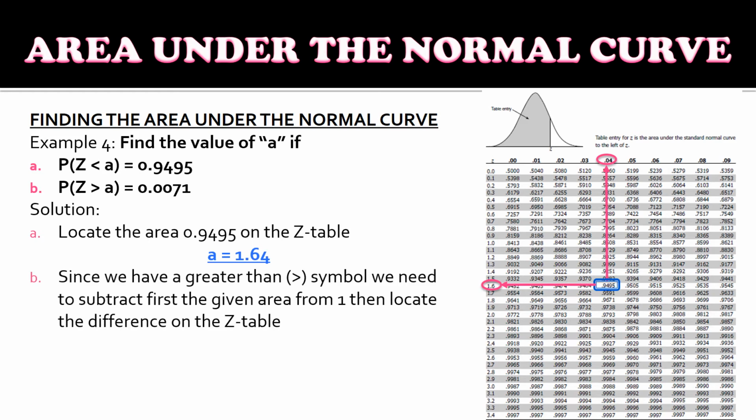For the next one, we're looking for z greater than A. Since we have a greater than symbol, we need to subtract first the given area from 1, then locate the difference on the z table. So we have 1 minus 0.0071, that is 0.9929. Okay, so there you have it, 0.9929. Then again, just trace it on the leftmost and on the topmost. So you will have 2.4 and 0.05. Therefore A equals 2.45.